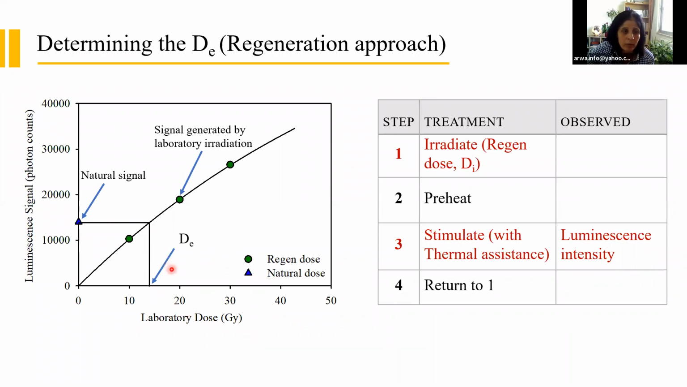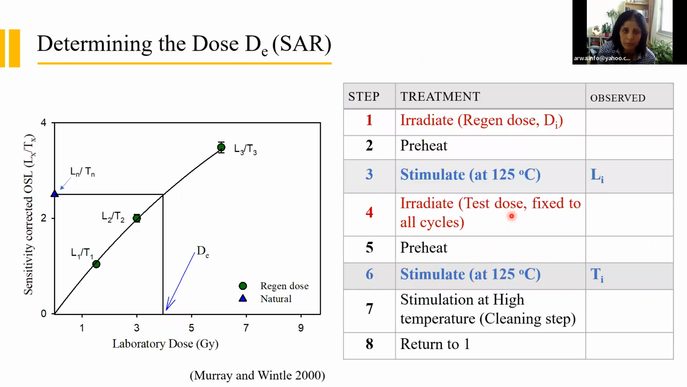The inaccurate interpolation or the sensitivity change also happens because of the preheat step that we use during the measurement. The preheat before stimulation is usually done to get rid of the unstable traps that could affect the real equivalent dose. Therefore, to overcome this problem, a new measurement approach was introduced by Murray and Wintle in 2000. It's called the single aliquot regenerative dose, or SAR protocol.